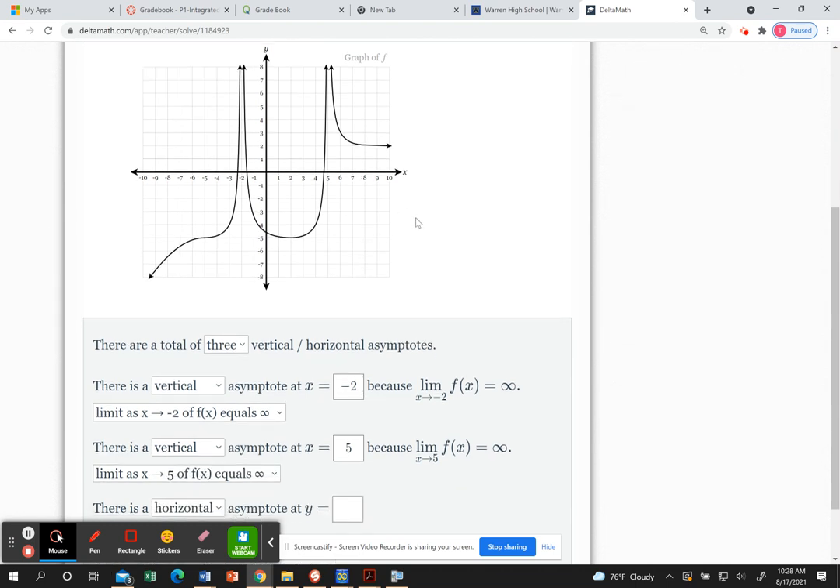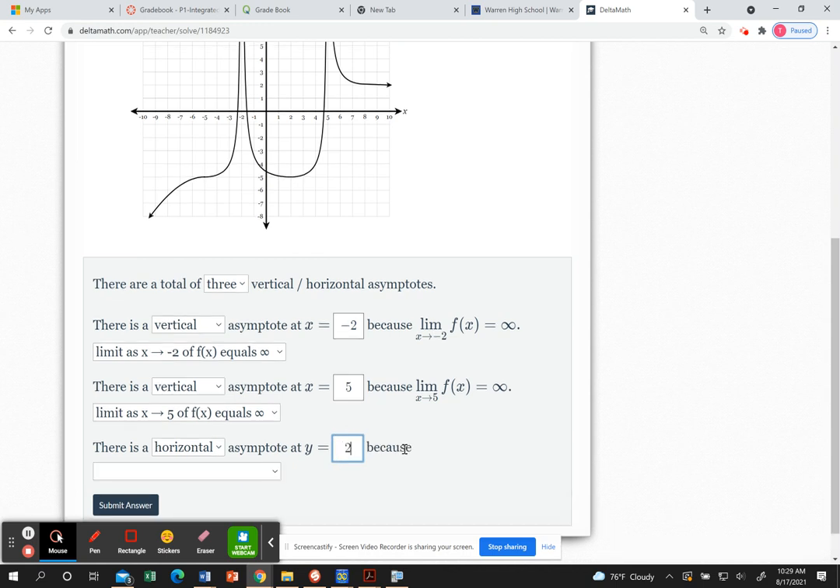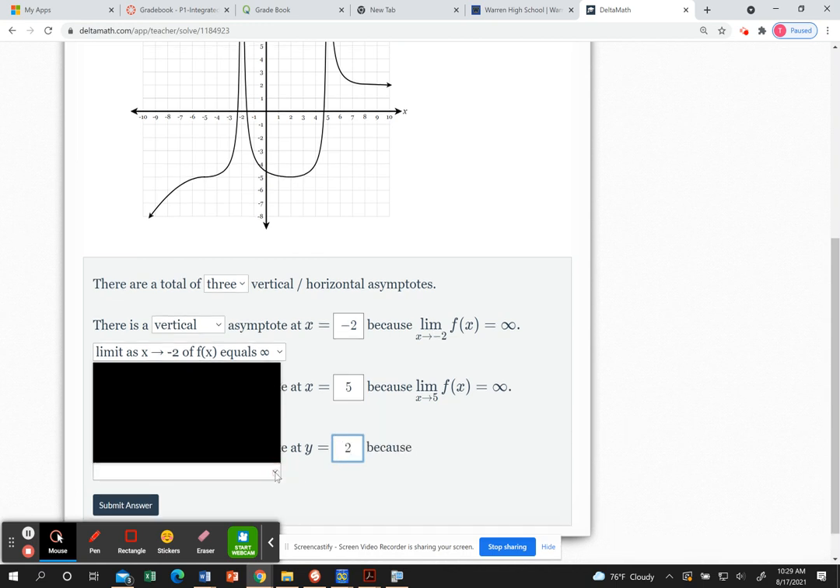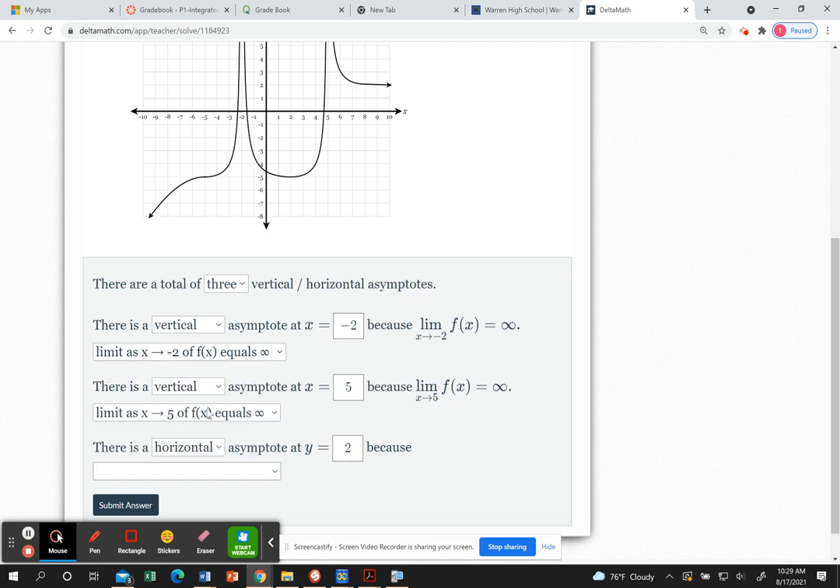Looks like there is a horizontal asymptote. Horizontal asymptote is right here. Do you see it? At 2. So we do have one horizontal asymptote at 2, because we're moving to the right. As we're going to the right, it looks like it's getting closer to 2.